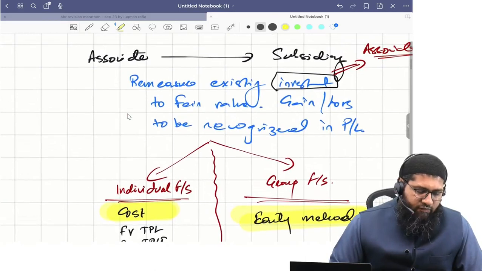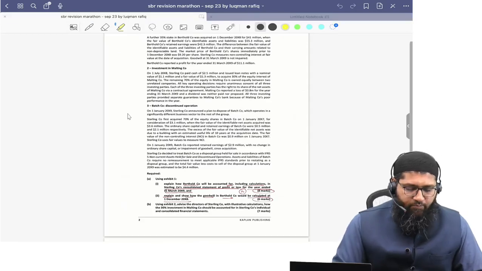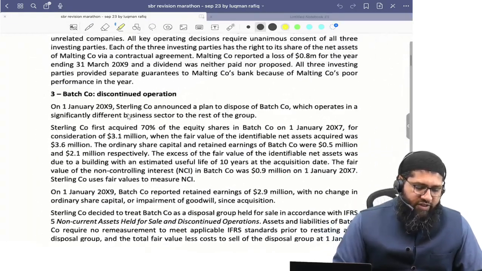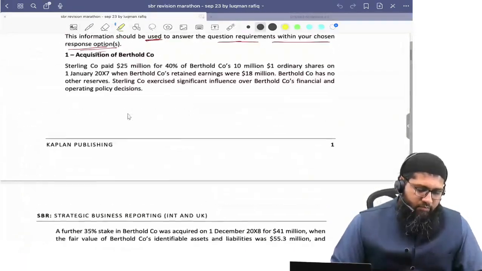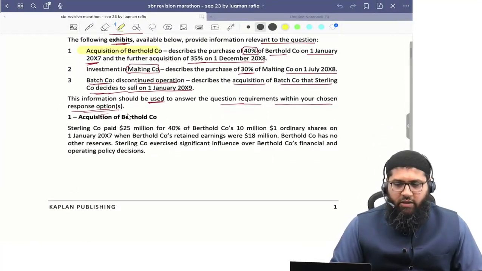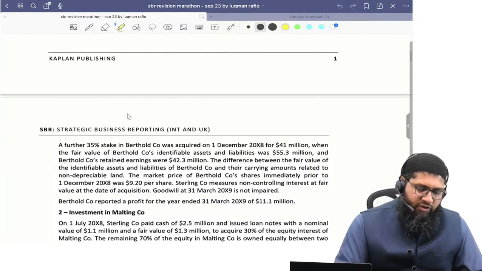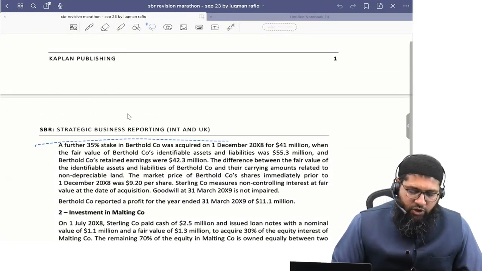Now let's start discussing this specific situation so that we can move forward. This was the question named Sterling Company, and the first scenario is about Bird Hold Company. Now, what is it? It's actually about Bird Hold Company.